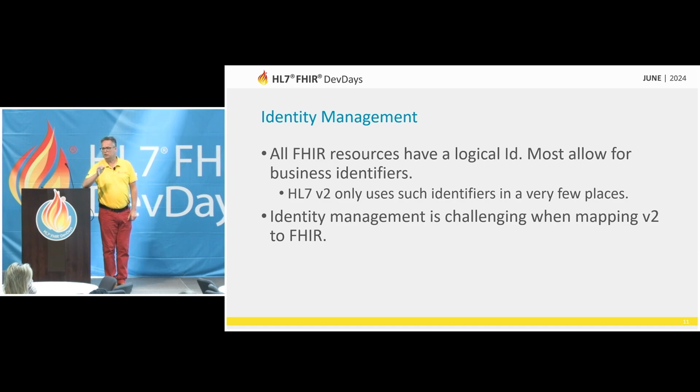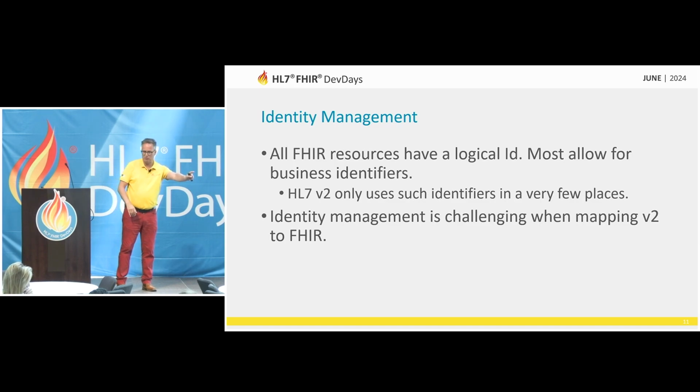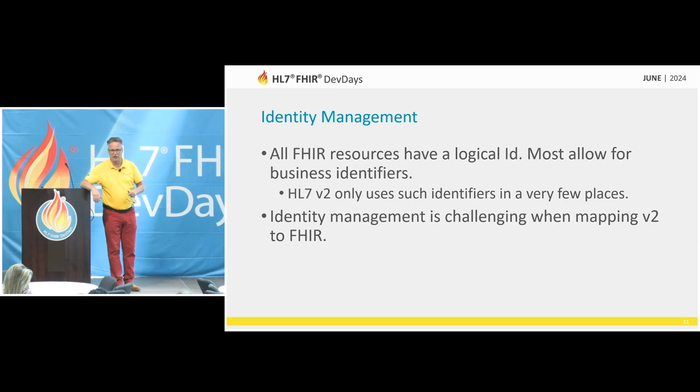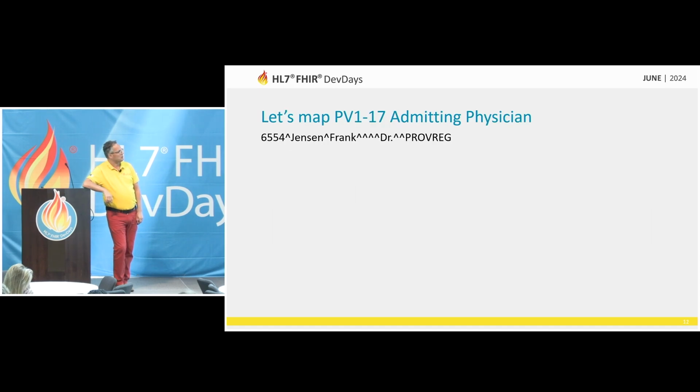For example, logical identifiers, ID. Well, how many logical identifiers are there in version 2? It's near zero. There are a few that you can actually see, but those are in some fancy segments like diagnosis and procedures, all the way at the end of the segment, and nobody has ever implemented them, except for German implementations. There are some things that look like a logical identifier, but in general, you never see this. But FHIR requires them. Aha, that's interesting. Okay, so identity management is one of the challenges.